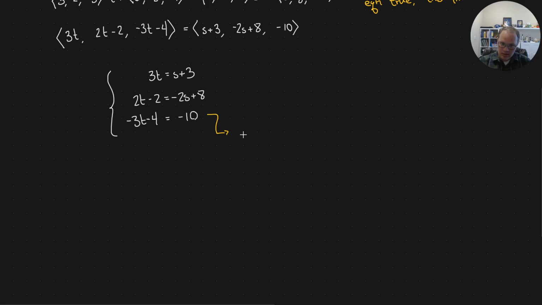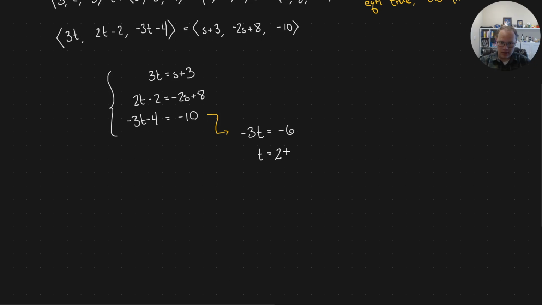I get negative 3t. I'm going to add the 4 to the other side. I get negative 6. If I divide both sides by negative 3, t is going to be 2. So in order to make this work, this equation requires that t equals 2. Okay, now I can plug that t equals 2 into one of the other equations, doesn't matter which one, to figure out what s would have to be.